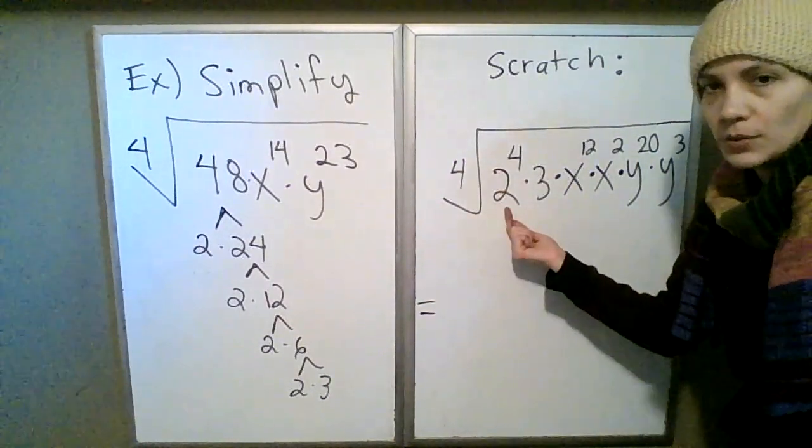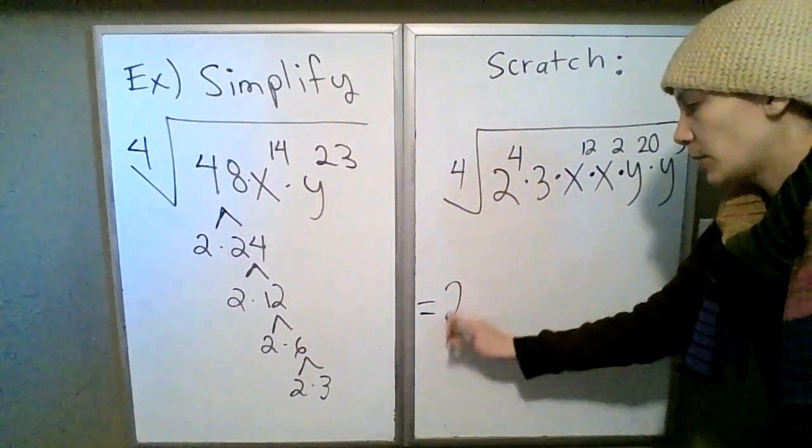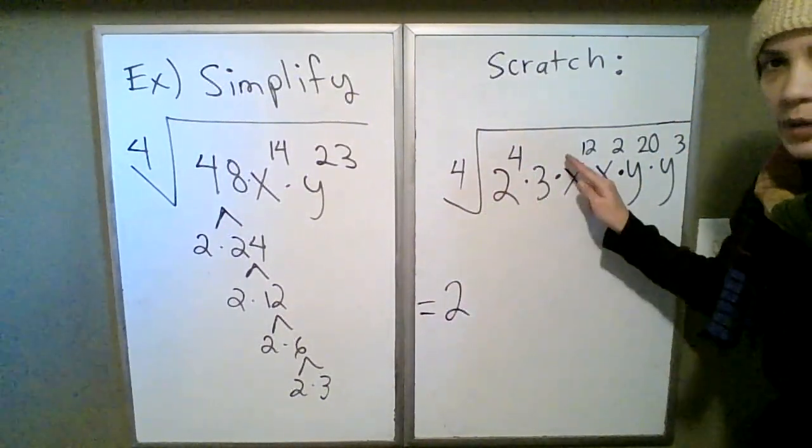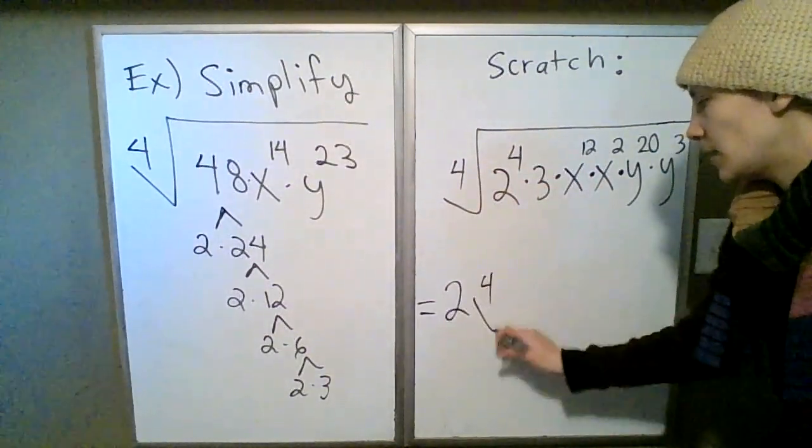Go ahead and take out this 2. That power 4 matches the root 4, which leaves this 2 outside of the root. 3 has power 1, which is less than the root, so it's going to stay underneath the 4th root.